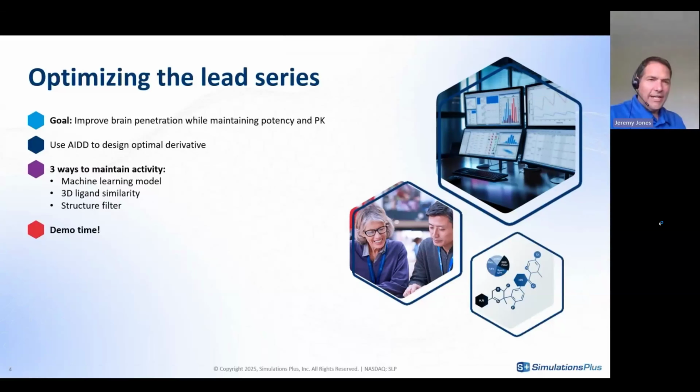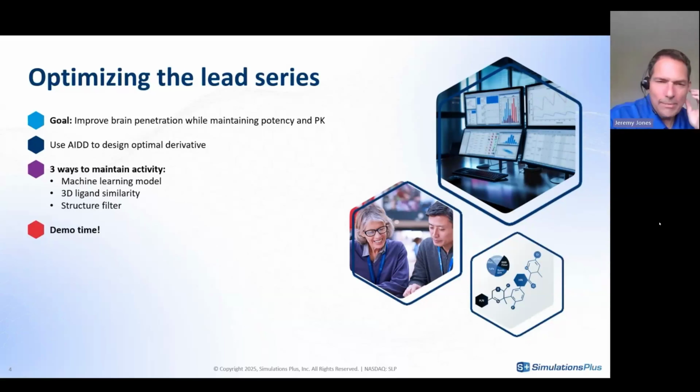There's a couple ways you can do that in AIDD. The first is to build a machine learning QSAR model of the activity, and I'll show you briefly how I did that. The other is to use a really powerful tool we have, a 3D ligand volumetric shape and pharmacophore similarity tool, just to make sure you're filling that same binding pocket with the same pharmacophores in the same places. And the third is, if there's part of your series where some of the atoms are crucially important in that position, you can dictate that every molecule that AIDD designs has that specific substructure.